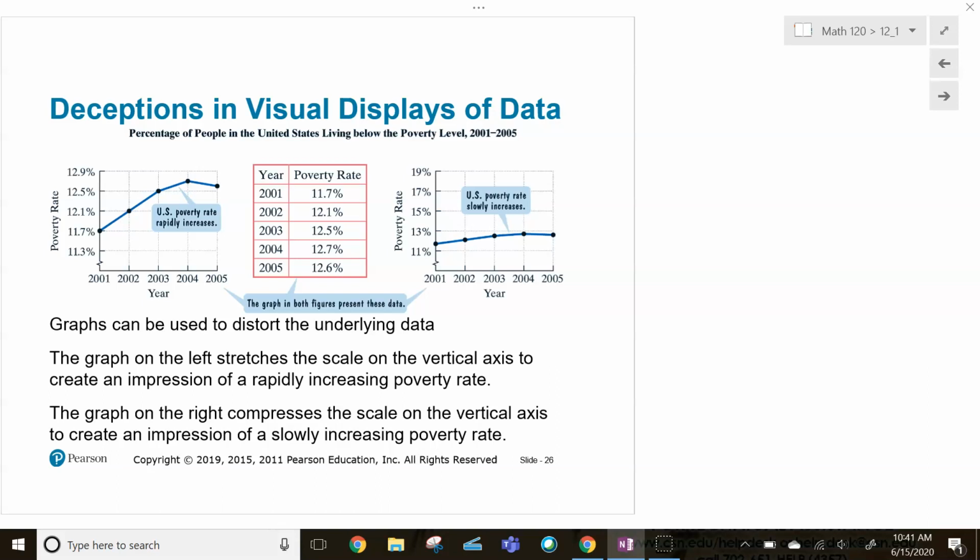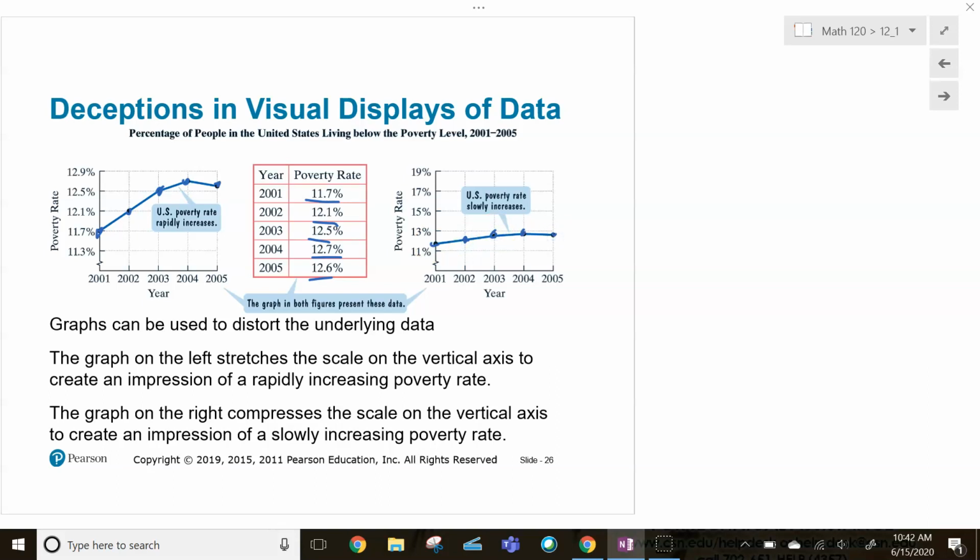So you want to look carefully at your data, right? So here are some examples. Graphs can be used, it says, to distort the underlying data. All of these are showing the same data, the poverty rate. So in 2001, the poverty rate was 11.7%, 2002, 12.1, 2003, 12.5, and so on, right? And here it is displayed, and then they also displayed it over here. It's the same data plotted.